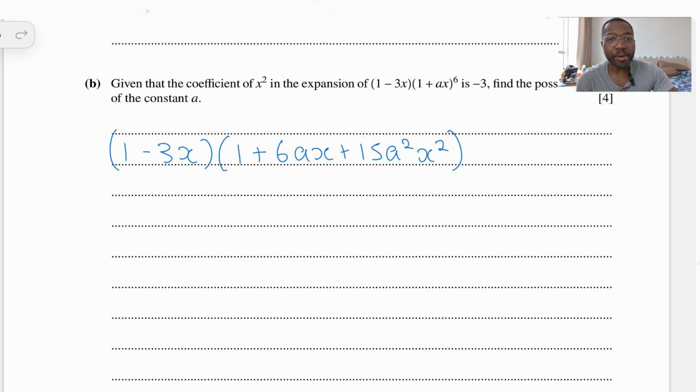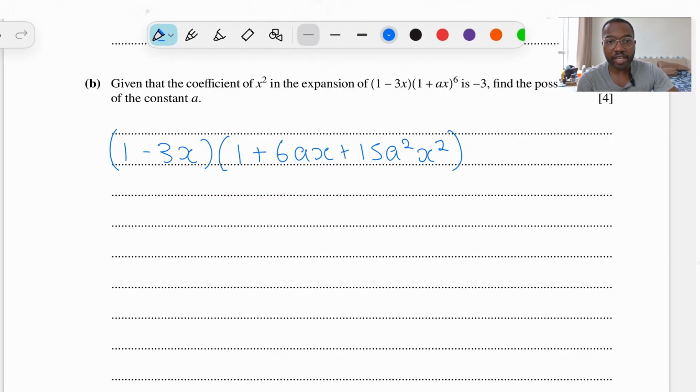But we only care about the x squared coefficient, so therefore we have to times by the 6ax. So what we're going to do is multiply these values, which will give us an x squared coefficient. So if we do 1 times the 15a squared x squared, we get 15a squared x squared. And if we do the minus 3x times by the 6ax, we get a minus 18a x squared, okay?